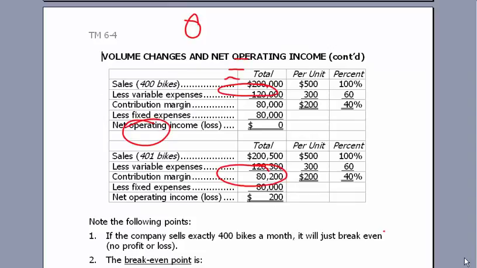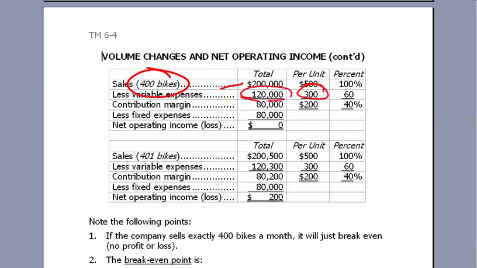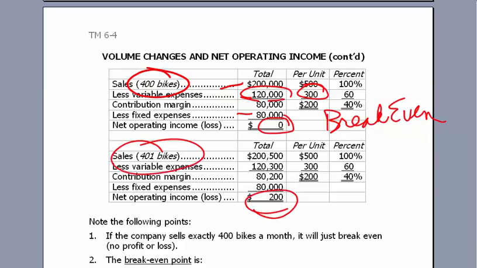So if we go a little bit further down here, what happens when we sell 400 bicycles? Let me get rid of those other marks. Now when we sell 400 bicycles, you'll see that our sales is $200,000. Our variable cost will be 400 bicycles times $300, which is $120,000. When we subtract our fixed expenses, that's where we break even. And when we sell 401 bicycles, the profit increases from $0 to $200. In other words, for every additional bicycle we sell, we get $200 in contribution margin that goes to our net income.